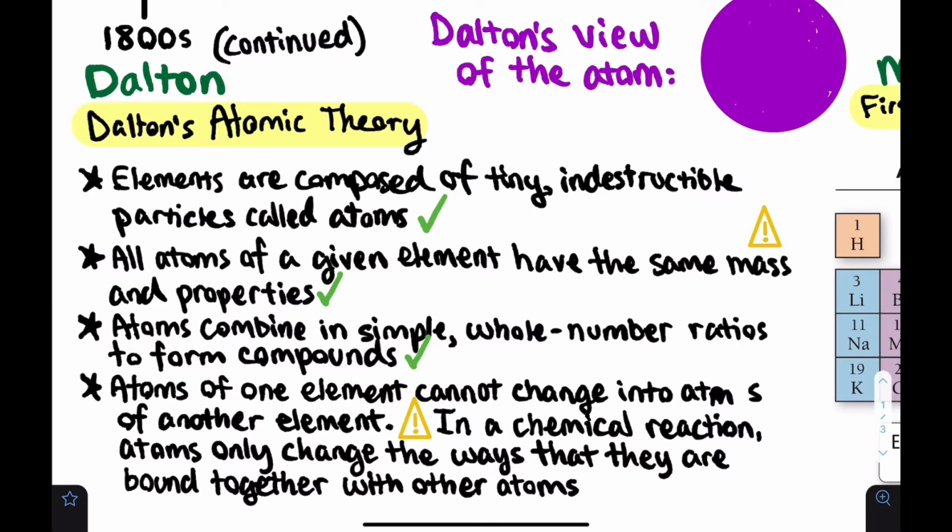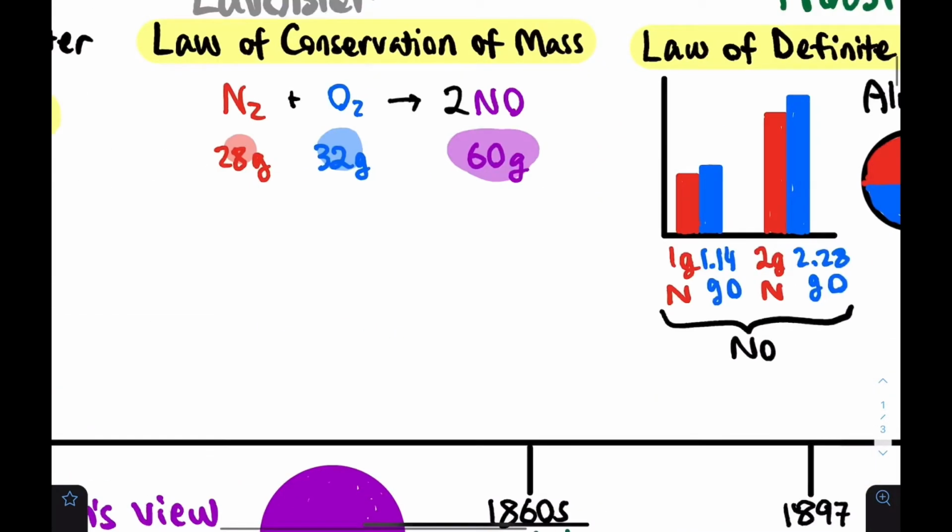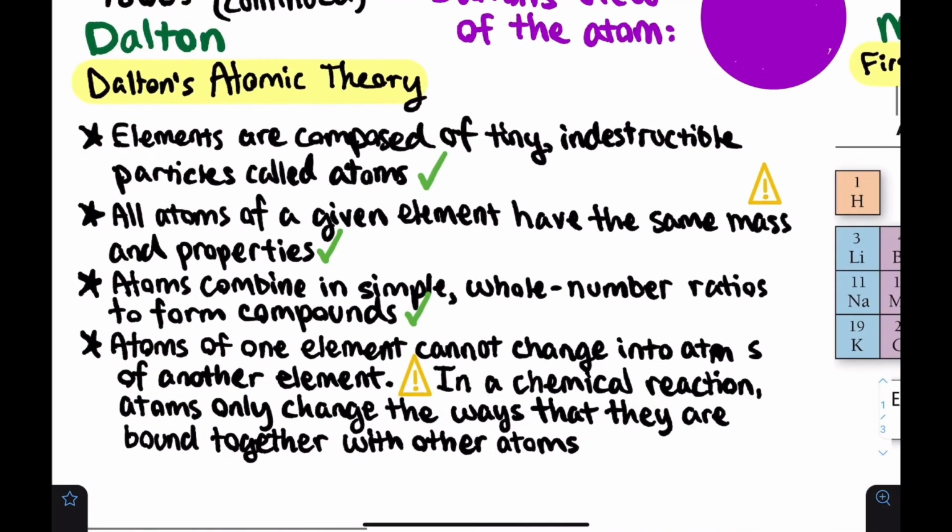But if the point said indivisible, that would not be true, because we do have subatomic particles. We have protons, we have neutrons, we have electrons. And some people can even break those down further. So they're not indivisible, but they are indestructible. Law of conservation of mass. Matter cannot be created or destroyed. So that point holds true.